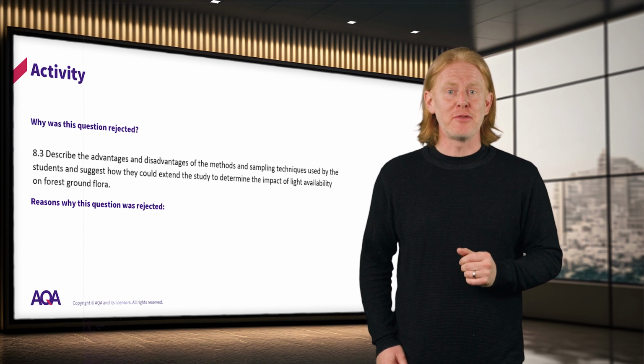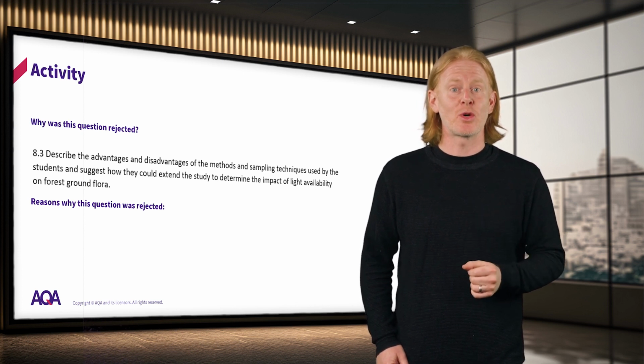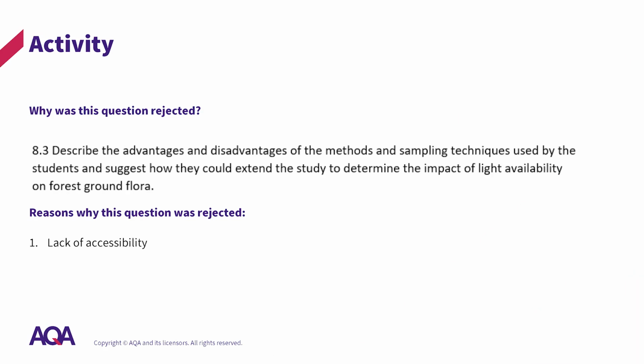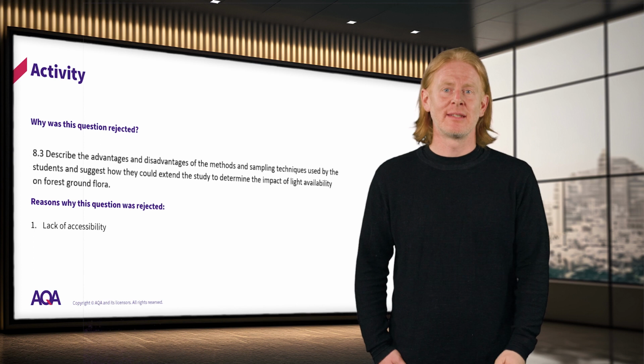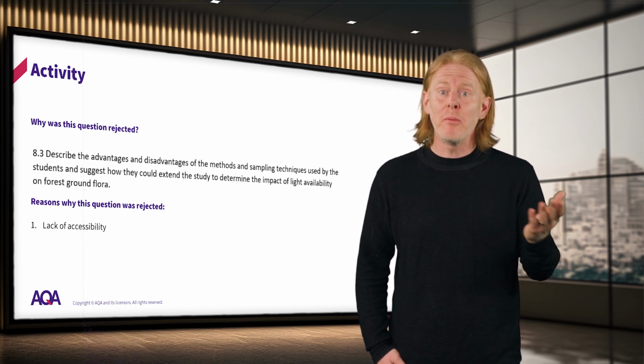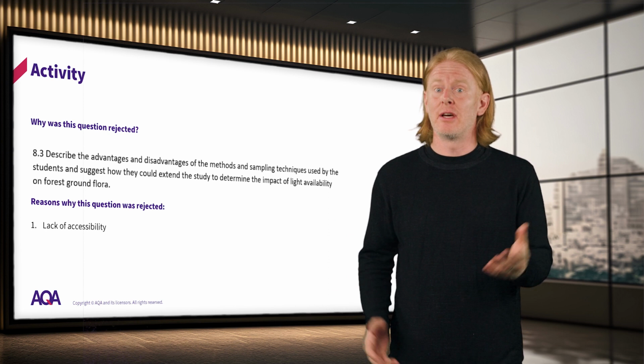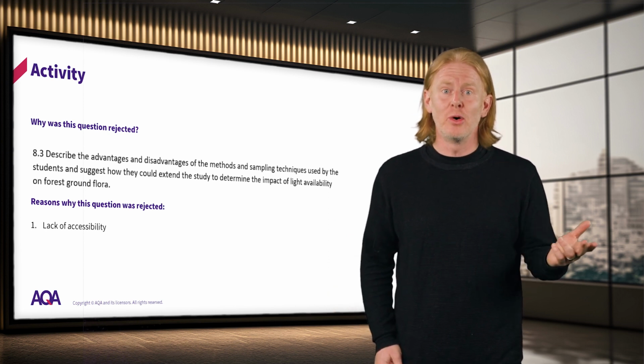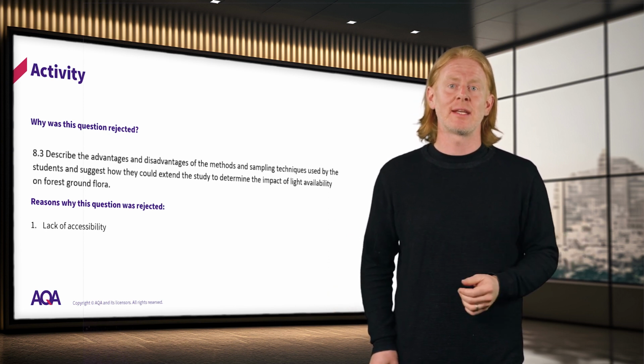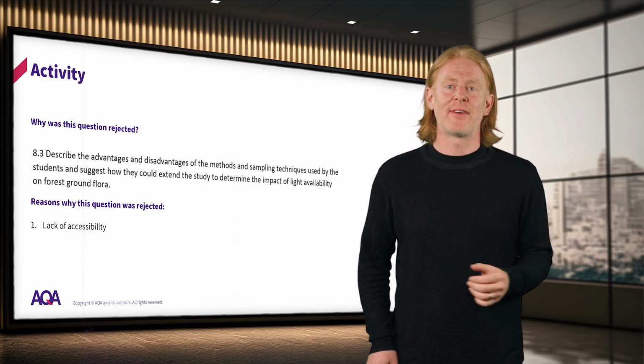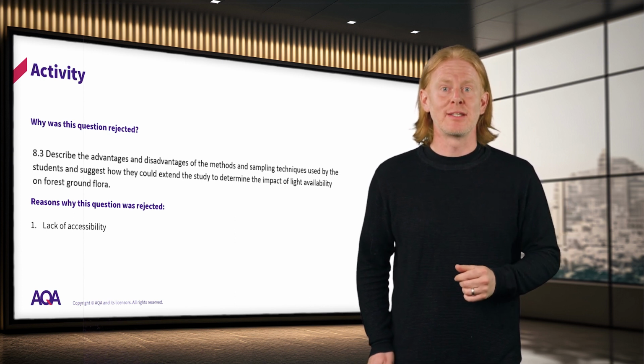I'll now discuss the 3 separate reasons that contributed to this question being rejected. Firstly, this question was rejected due to its lack of accessibility. This question has multiple parts to it, drawing from a range of different sections of the specification. It's also a particularly wordy sentence. Therefore, students may not be clear on how many methods or techniques, advantages or disadvantages, or suggestions that they should make to extend the study. Due to all of these factors, this question was not considered suitably accessible.